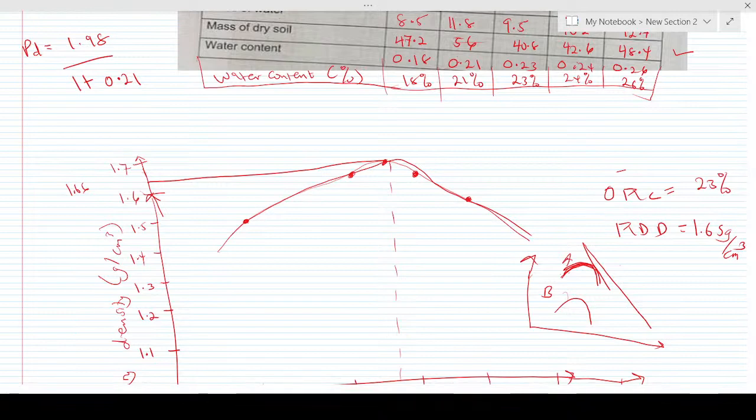Then we also wrote a report on sheepsfoot and vibratory rollers. I don't know if you guys have done that. Sheepsfoot is basically used on fine grain soils, and the vibratory roller is usually used on coarse grain soils. So you can research on that as well.